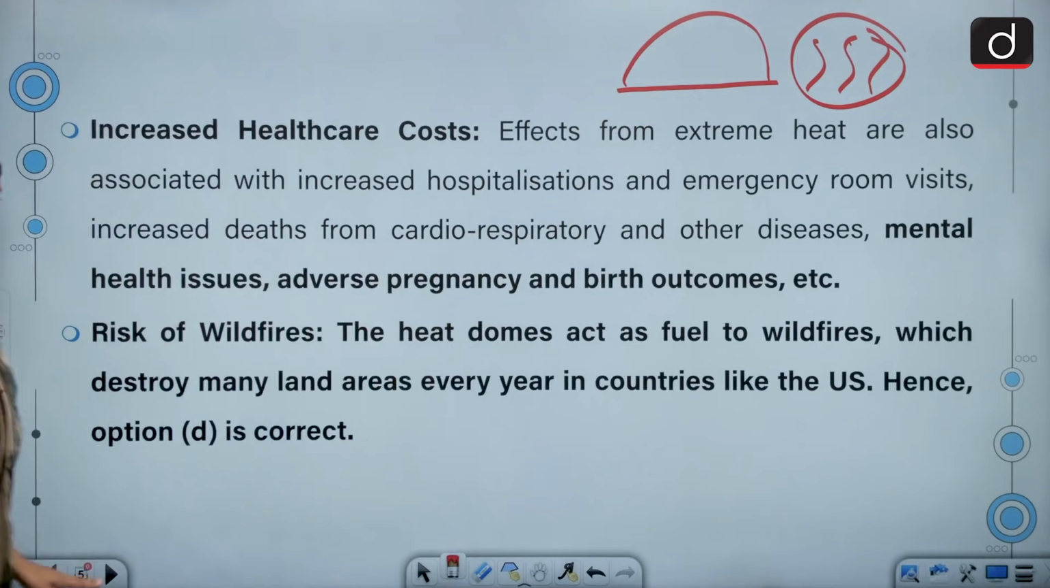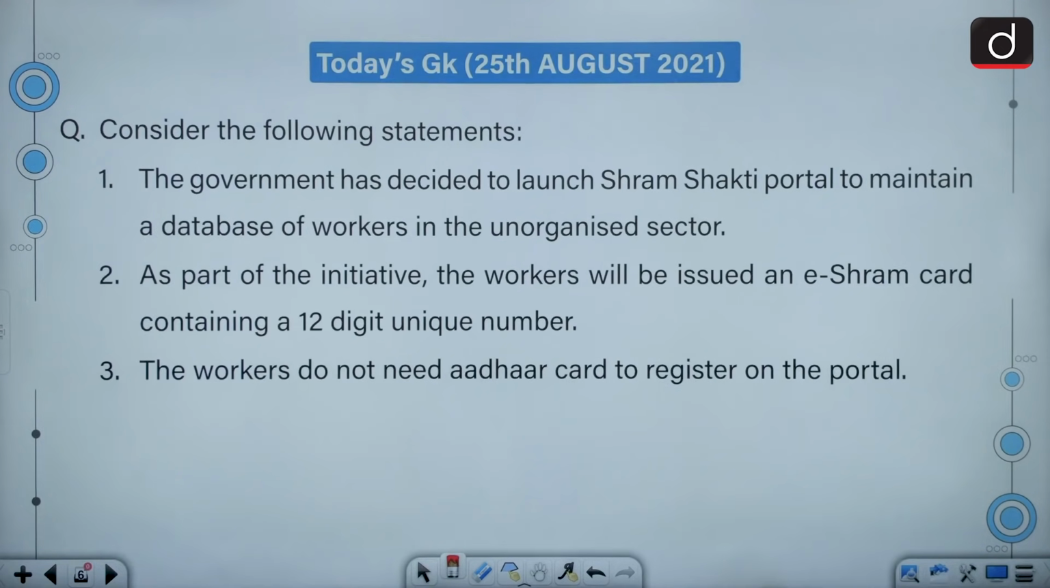So, moving forward, if we talk about the next question, we have to consider these statements. The government has decided to launch E-shram Shakti portal to maintain a database of workers in the unorganized sector, and as part of the initiative, the workers will be issued an E-shram card containing a 12-digit unique number. The workers do not need Aadhaar card to register on the portal. What do we have to do? We have to select the correct statement.